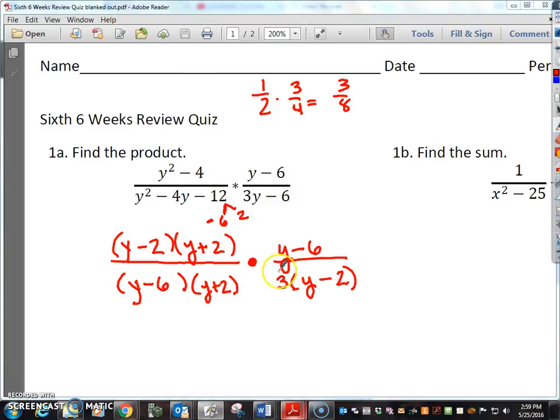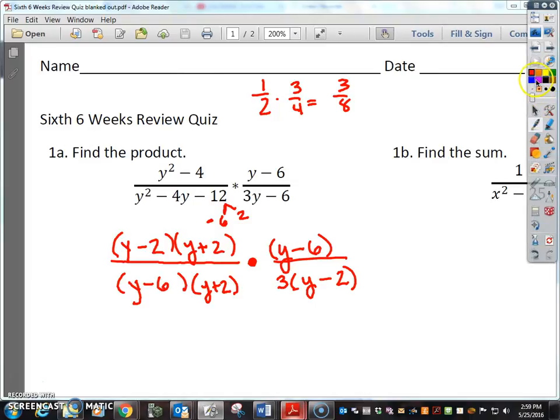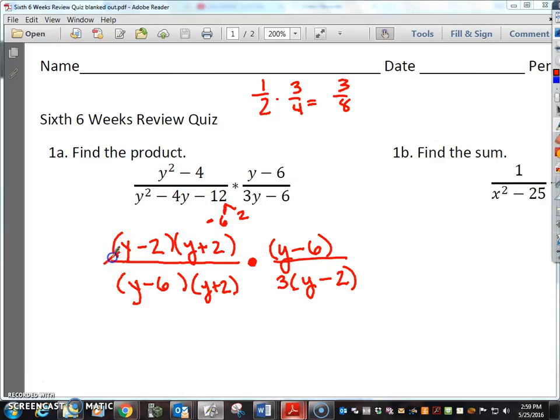Yes? So now we can multiply from left to right, but if anything cancels out, it goes away. So what cancels out? We have y minus 2 on top. Do I have a y minus 2 on the bottom? Yes, right here. Okay. I have a y plus 2 at the top. Do I have another y plus 2 at the bottom? Yep, right here. Do you see that?